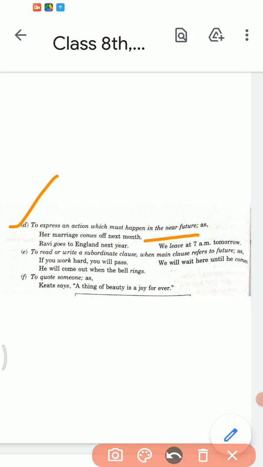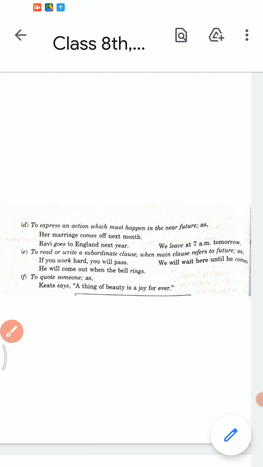Another rule is here to read or write a subordinate clause when the main clause refers to future. For example, if you work hard, you will pass. He will come out when the bell rings. We will wait here until he comes. So, to read or write a subordinate clause when the main clause refers to future, then we will use present indefinite. To quote someone, as Keats says, a thing of beauty is a joy forever.